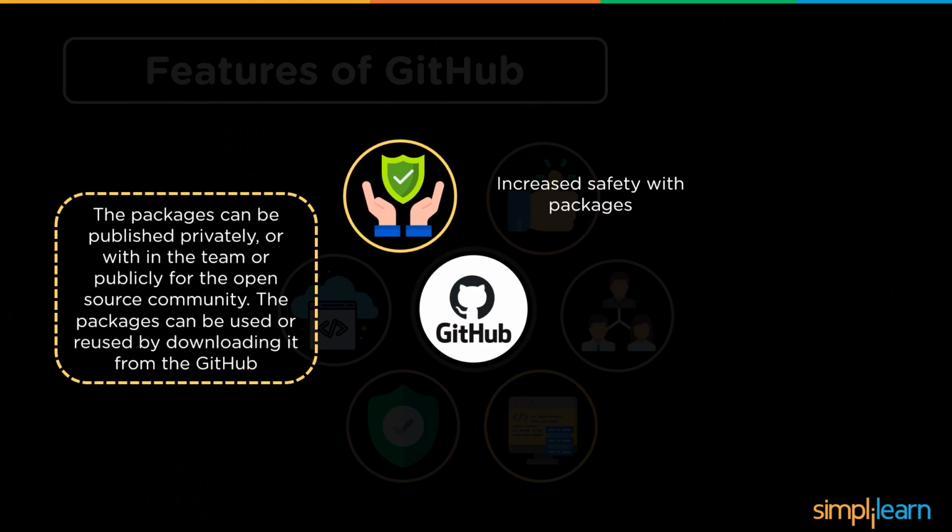And then it increases safety with packages. Those packages can be published privately. You can have both public and private access. The packages can be used or reused by downloading them from GitHub, and there are a variety of other applications. So if you're working on open source, in that situation it will be publicly available. If you're working privately for a secure organization, in that case it will be available privately there, right?